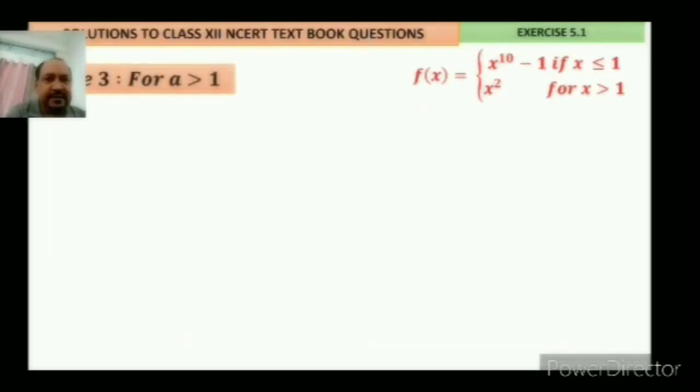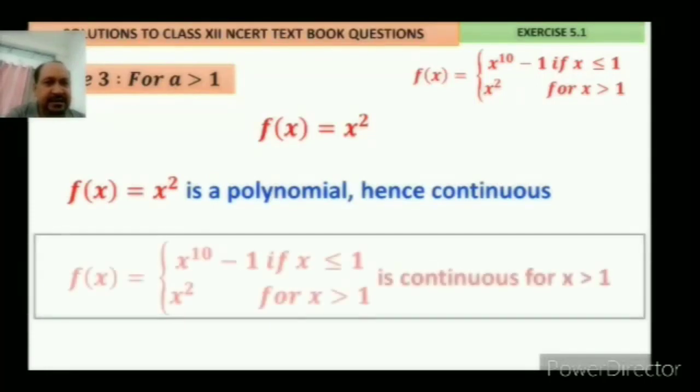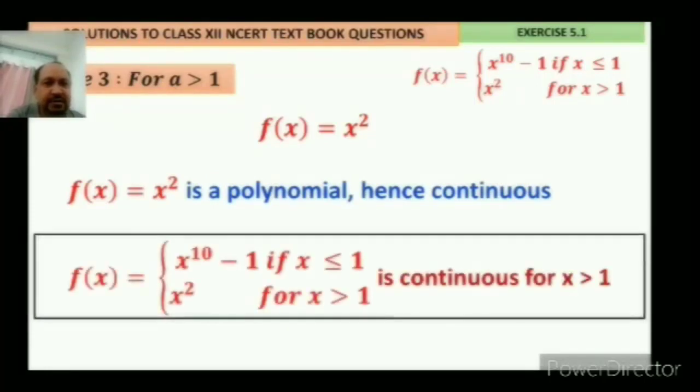For case 3, when a is greater than 1, the value of the function when x is greater than 1 is x square. So f of x equal to x square. f of x equal to x square is a polynomial, hence it is continuous. So the function is continuous for x greater than 1.